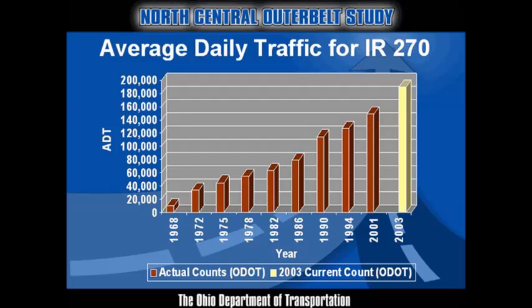This chart is from a highway use study. Importantly, in the chart here, the designers differentiate between actual data shown in red and the current count as at the time of the report being written, shown in yellow.